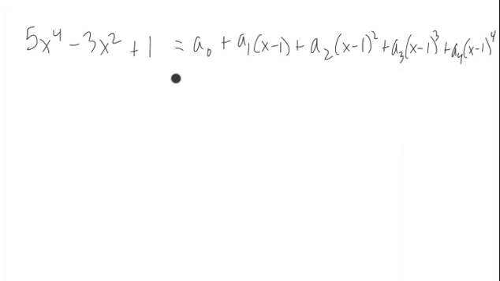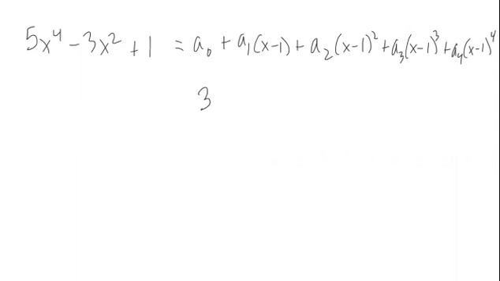Well, let's just think about this for a minute. If we were to plug in x equals 1 to both sides right now, what would happen? Well, all these guys would be 0. And then over here, we would have 5 times 1 minus 3 times 1. So that's 2 plus 1. We would get 3. In other words, if you want to figure out what a naught, or a sub 0, is, all you do is plug 1 into this equation. All these go away, and then you just plug in here.